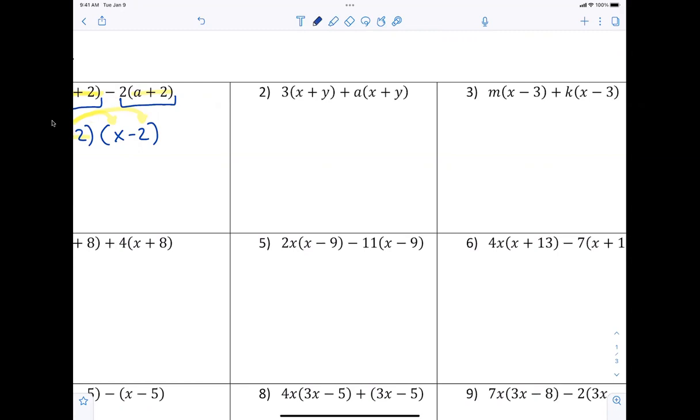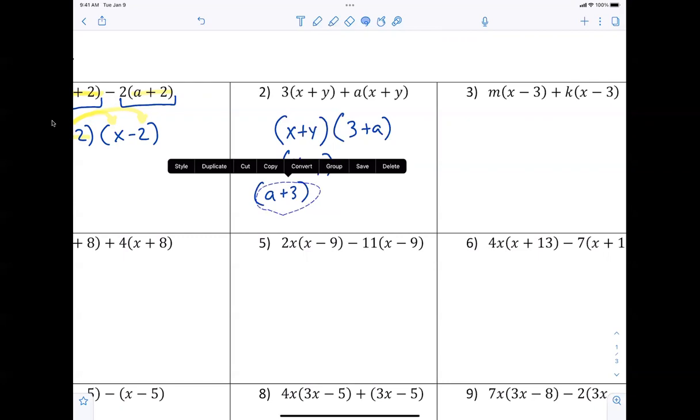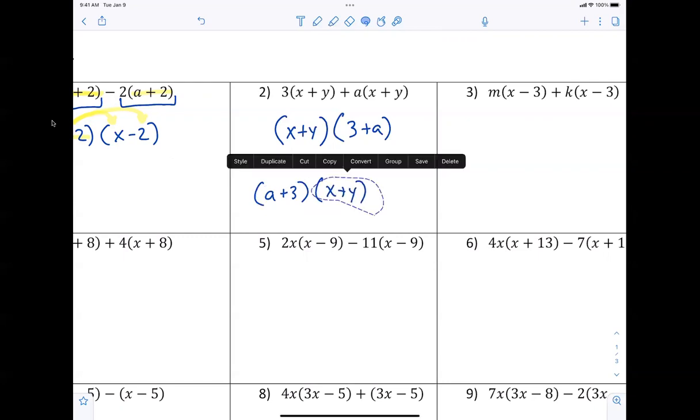You should have on your paper a common X plus Y. And what was left behind? 3 plus A. That's how easy. Just listen. Yes, it's smart to put X plus Y equals A plus 3. It's the same thing. It also is the same thing if I put A plus 3 over here and X plus Y over here. Doesn't matter.